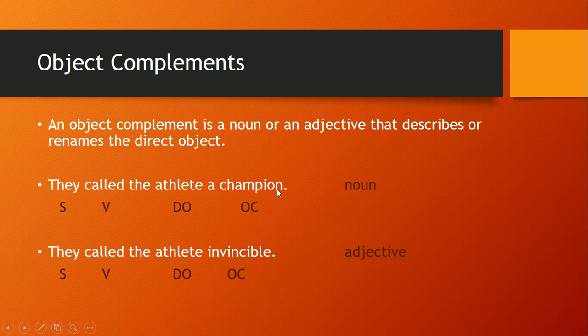They call the athlete a champion. Subject doing the verb to the direct object. And what's being done is naming. We are naming, calling, nominating, whatever it is. And so champion is the OC, the object complement, complementing the athlete. So here we look for the DO and OC, and these are the same guy, or girl. Okay, they called the athlete invincible. It doesn't have to be a noun or a pronoun. It can be an adjective. Invincible is an adjective, and the direct object is receiving that title, that quality.